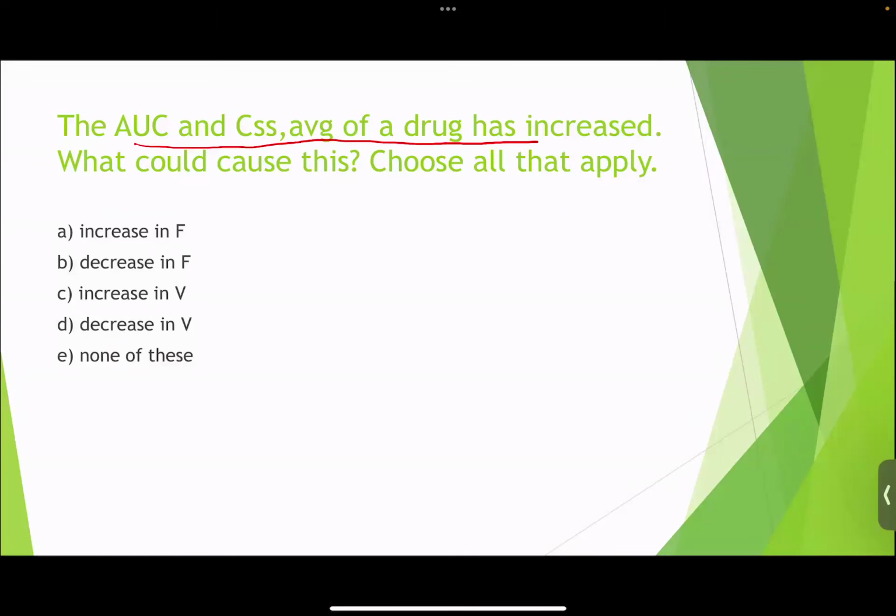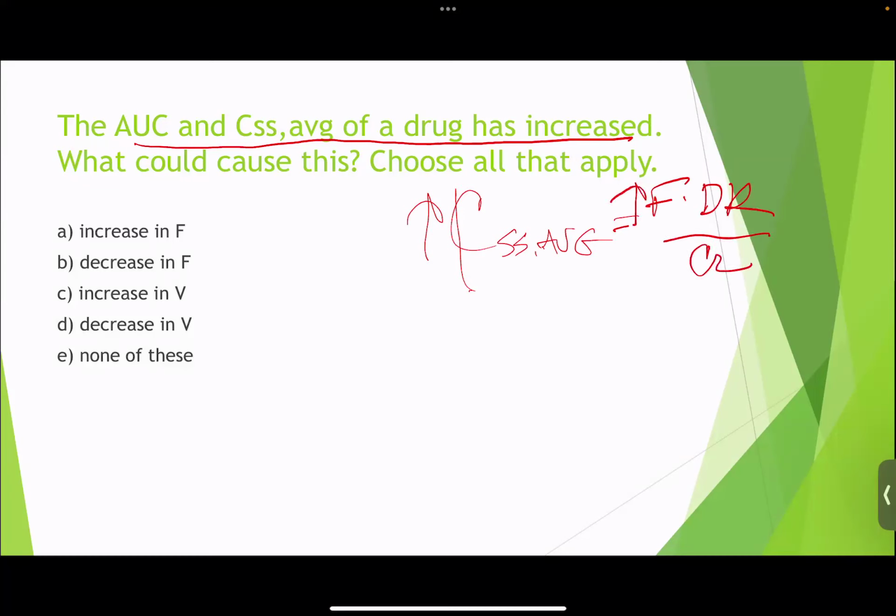The area under the curve and CSS average of a drug has increased. So we have an increase in CSS average. What could cause this? Bioavailable dose rate over clearance. So it could either be an increase in bioavailability, a decrease in clearance, or we could have increased the dose rate. Well, we didn't increase the dose rate. A decrease in F? No, that would decrease the area under the curve and CSS average. Change in volume won't affect CSS average and area under the curve. So it's A.